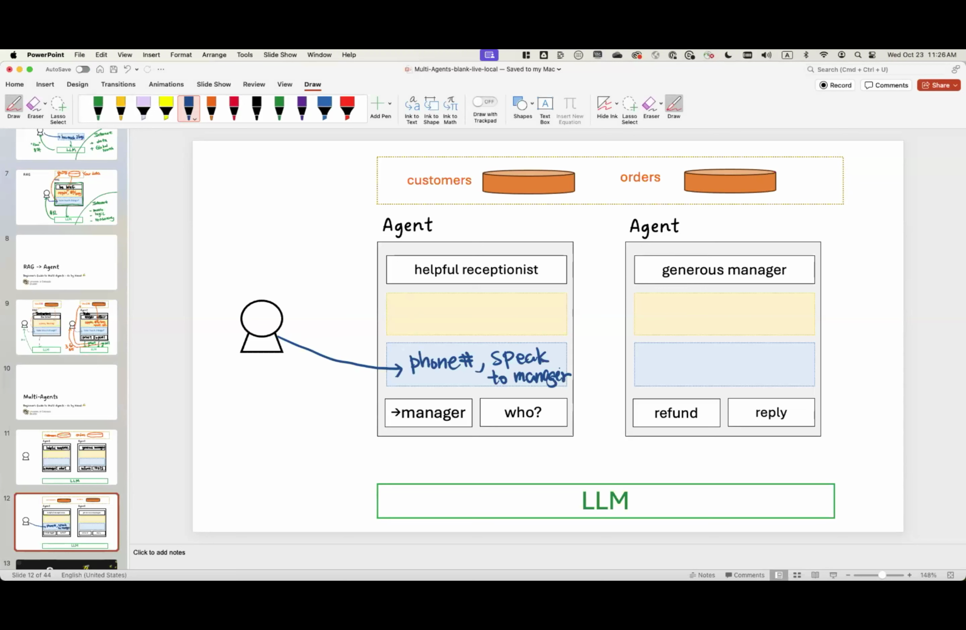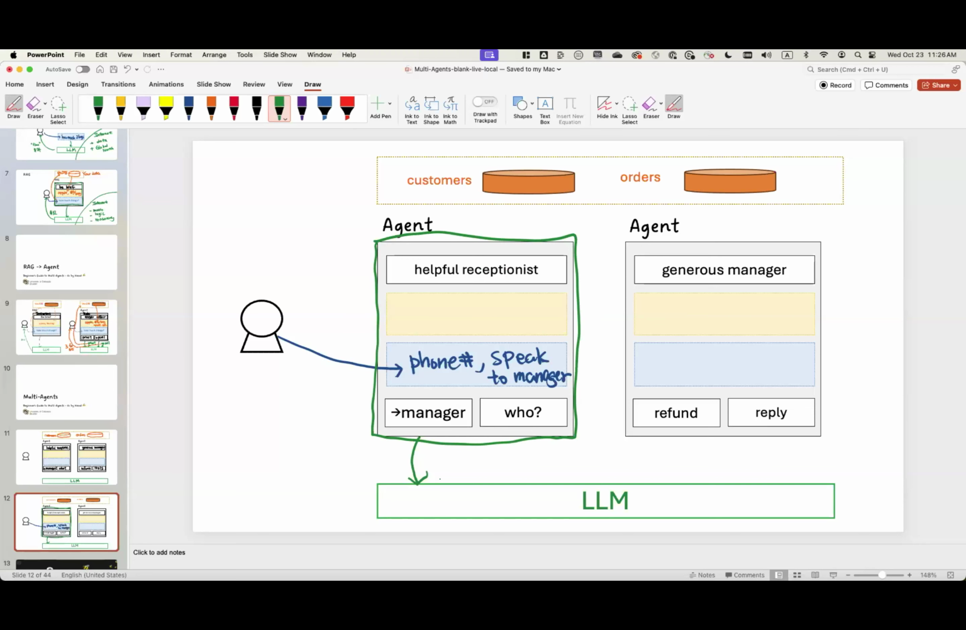In this case, we have enough to pass to our large language model, because it has the logic to act as the brain of this agent, who is a helpful receptionist. And how does the large language model know it has to be a helpful receptionist? Because you pass this whole thing to the large language model, so it knows that it has to play the role of a helpful receptionist. It has received user input, a phone number, and "speak to manager." And you have two actions you can do: transfer to the manager, or look up who this is.